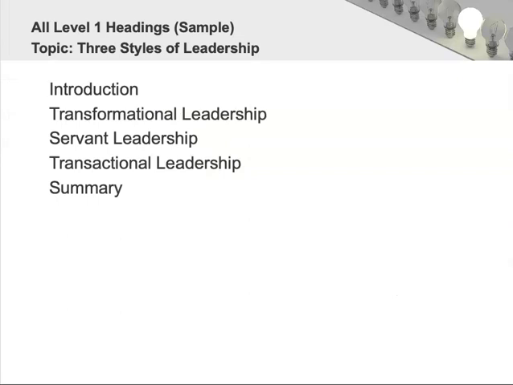Take a look at the headings of the sample paper, which focuses on the topic 3 styles of leadership. Notice that there are 5 distinct sections. They are Introduction, Transformational Leadership, Servant Leadership, Transactional Leadership, and Summary. Within each section, the author can write multiple paragraphs to discuss the topic of the section.